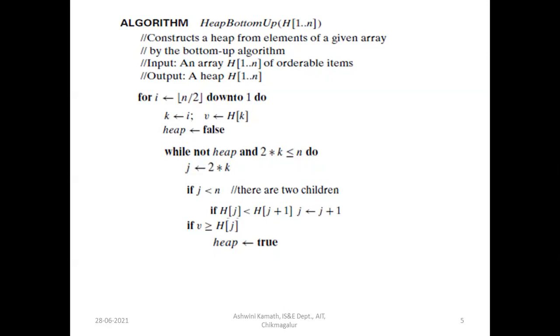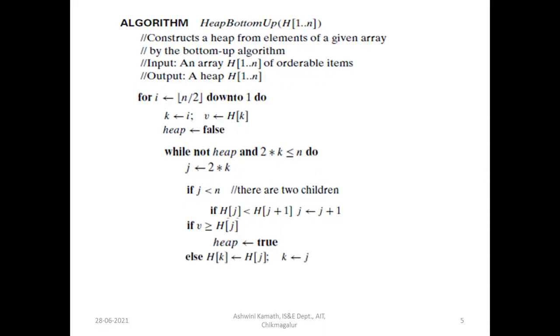So first we are checking both the child nodes, and we are pointing to the one which has the highest value among the two child nodes. Then we are comparing that greater child node with the parent node. If the parent node has a higher value than the child node, then heap is equal to true, so you need not change anything.